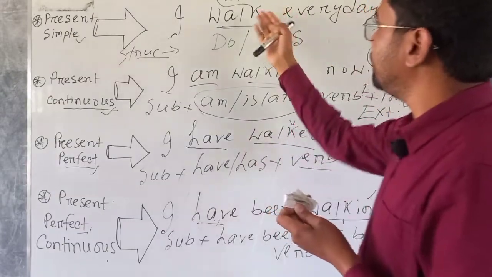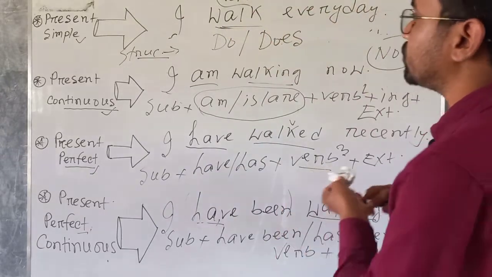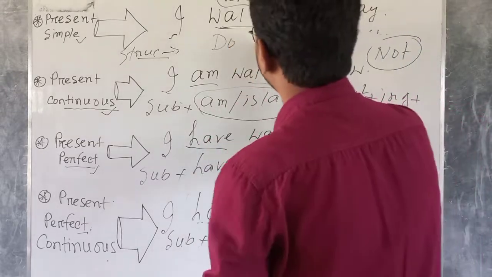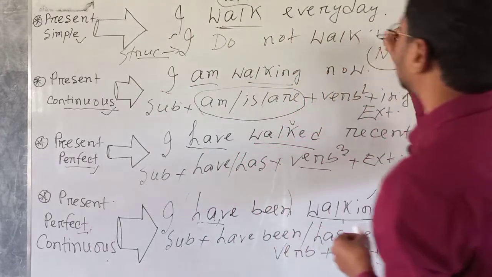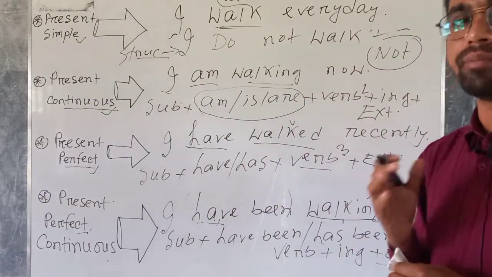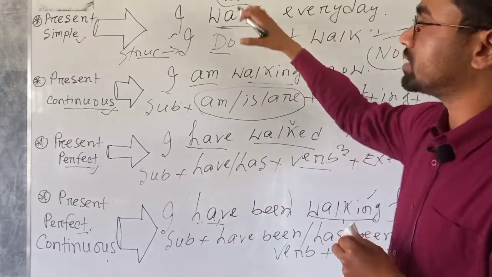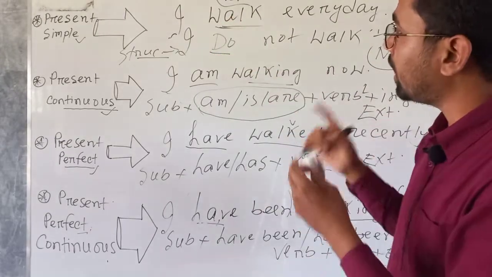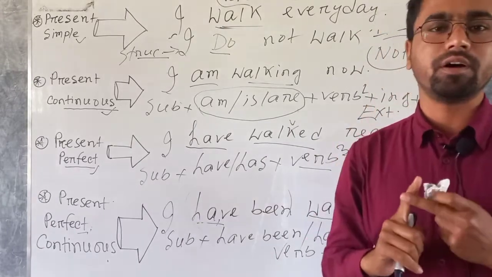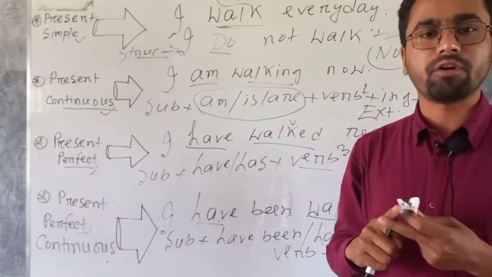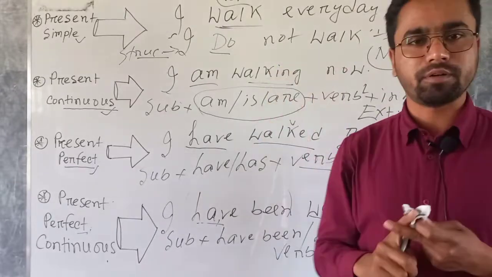Okay? If I want to show the sentence in negative, then I need to use I do not walk. I do not walk every day. Remember, do and does are the auxiliary verbs of the tense, but after do or does, the main verb, the principal verb, will be in base form. No s, no es will be applicable with the main verb.